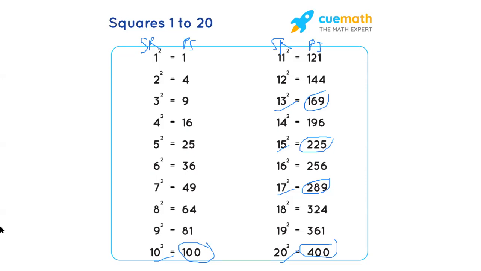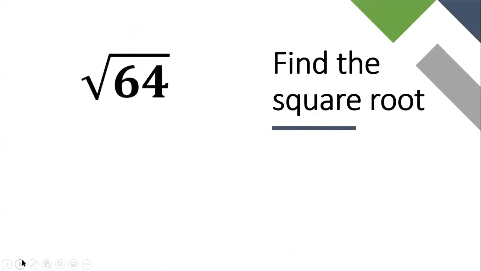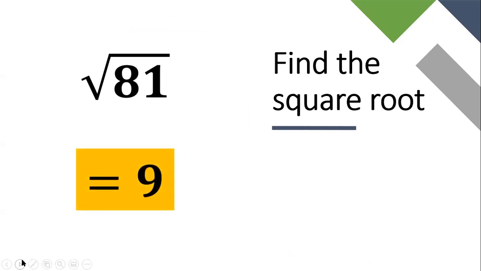Okay, so let's practice. Find the square root of 64. Can I give you 5 counts? 5, 4, 3, 2, and 1. Answer is equal to 8. Good job. Next, square root of 81. 5, 4, 3, 2, and 1. Answer is 9. Good job.